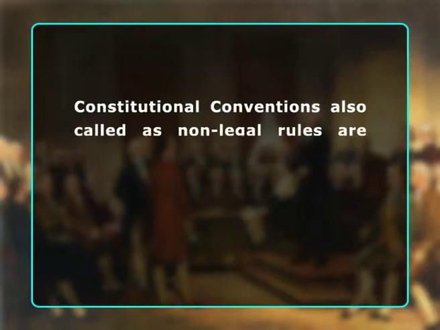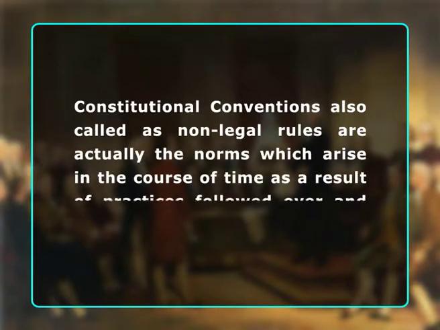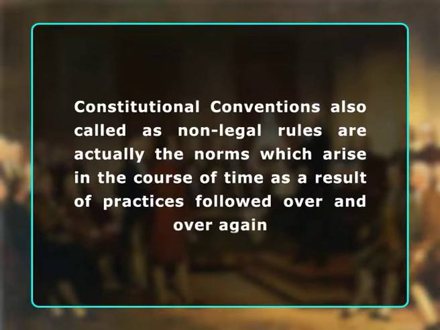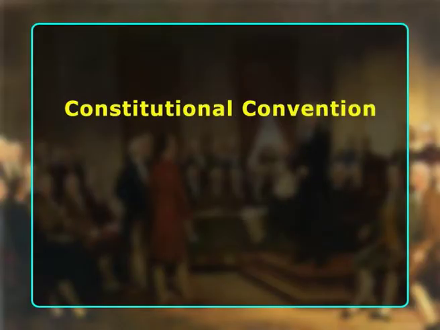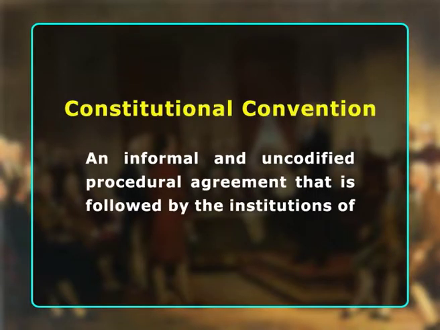Constitutional Conventions, also called non-legal rules, are actually the norms which arise in the course of time as a result of practices followed over and over again. Such norms are known as customs or usages or practices or conventions of the Constitution. The Constitutional Convention is an informal and uncodified procedural agreement that is followed by the institutions of the state. Constitutional Conventions come into play when there is no given rule to cover the situation at hand.